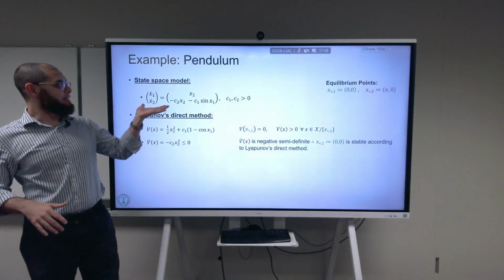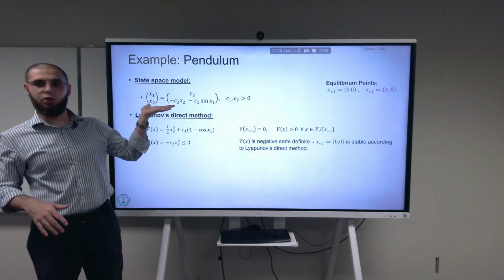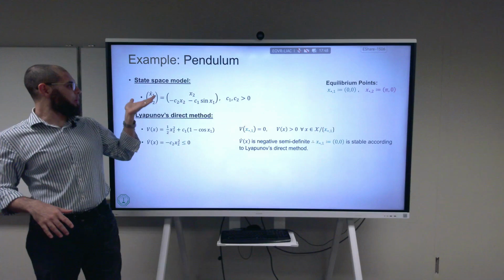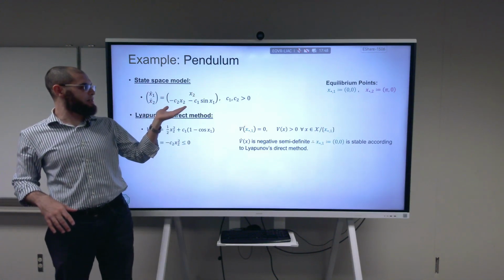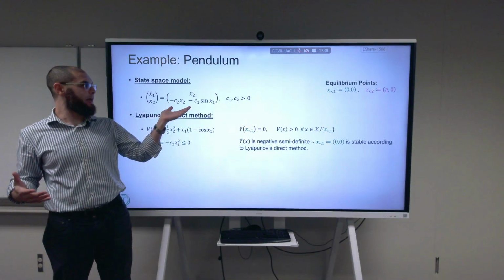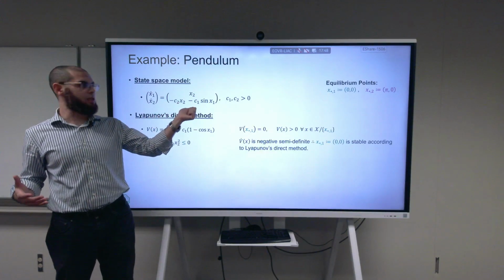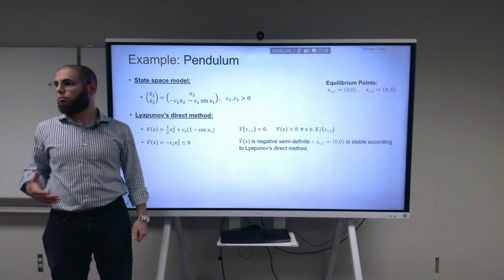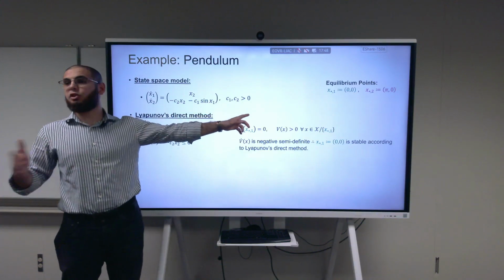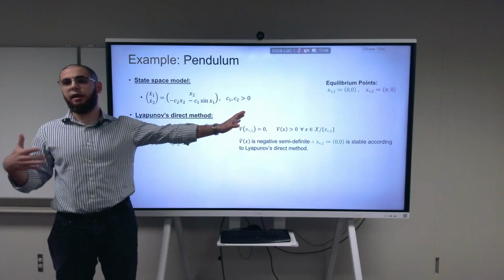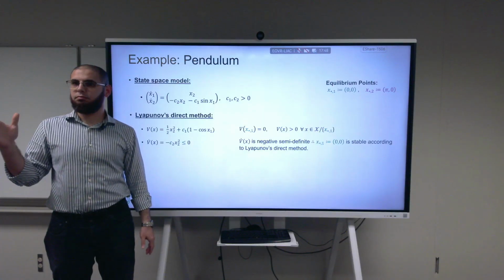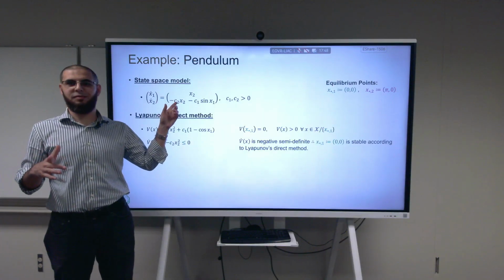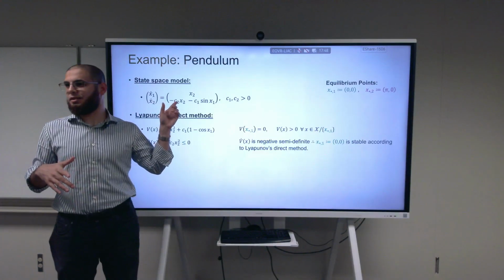So this is the state space model of the pendulum. It should be familiar to you. We had x1 dot equal to x2. We had x2 dot equal to minus some constant multiplied by x2 and another constant multiplied by sine of x1. C1 and C2 are just constants that are greater than 0. Okay, in the assignment, who started solving the assignment? No one? Okay, this was one of the problems, question number 3 in the assignment.